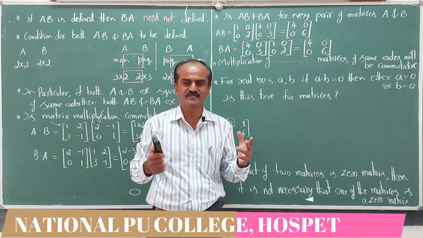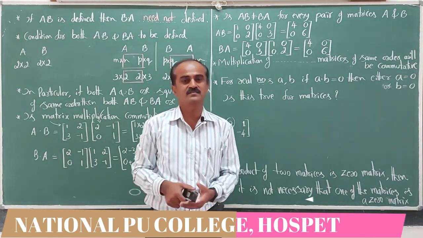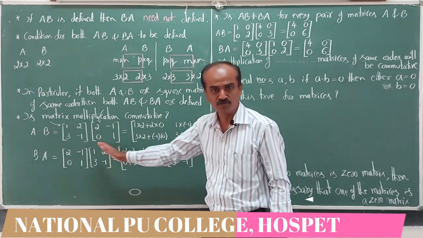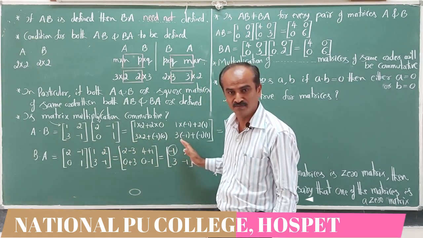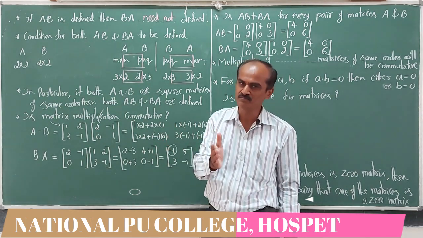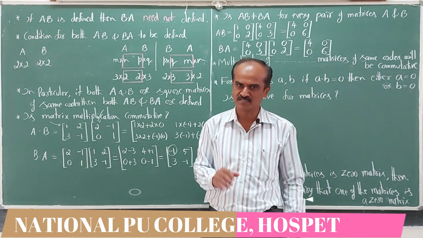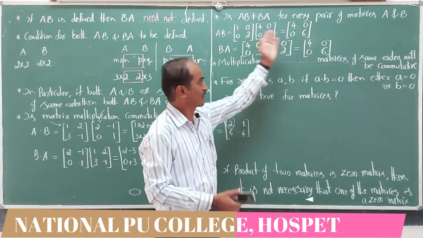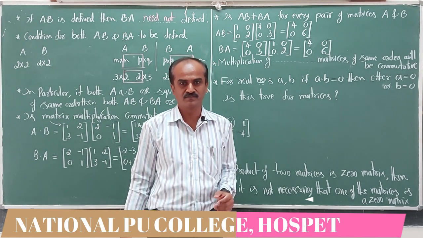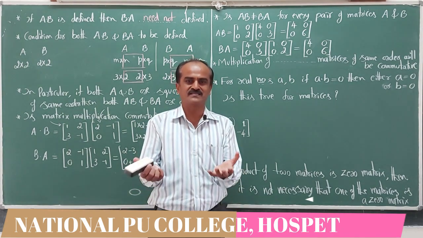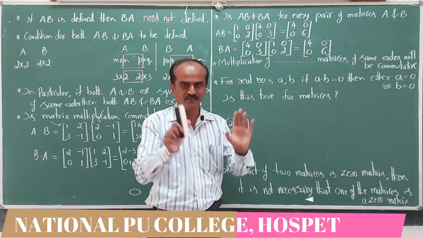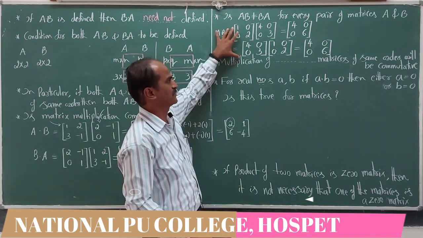That is why we say matrix multiplication is not commutative. In order to say that it is not commutative, enough to give one example where AB is different from BA. But saying that for all pairs of matrices AB is not equal to BA is wrong. There may exist some matrices A and B such that AB equal to BA. For that here I have written the example.